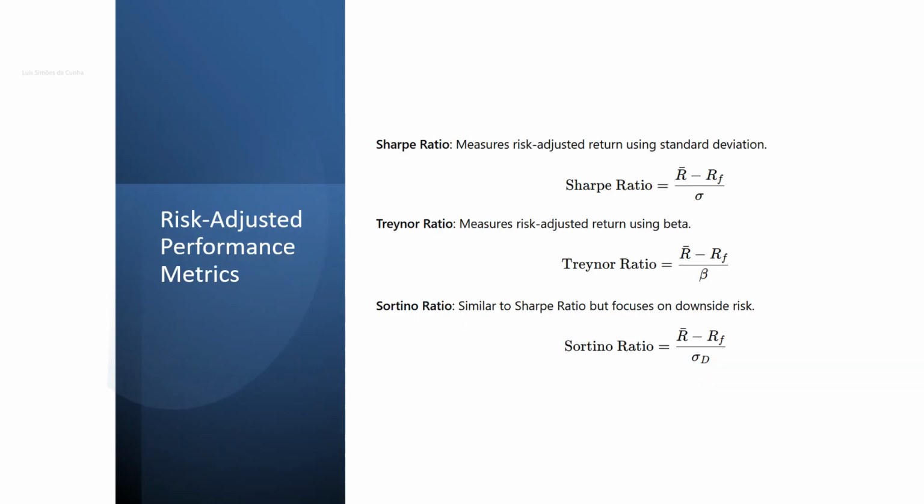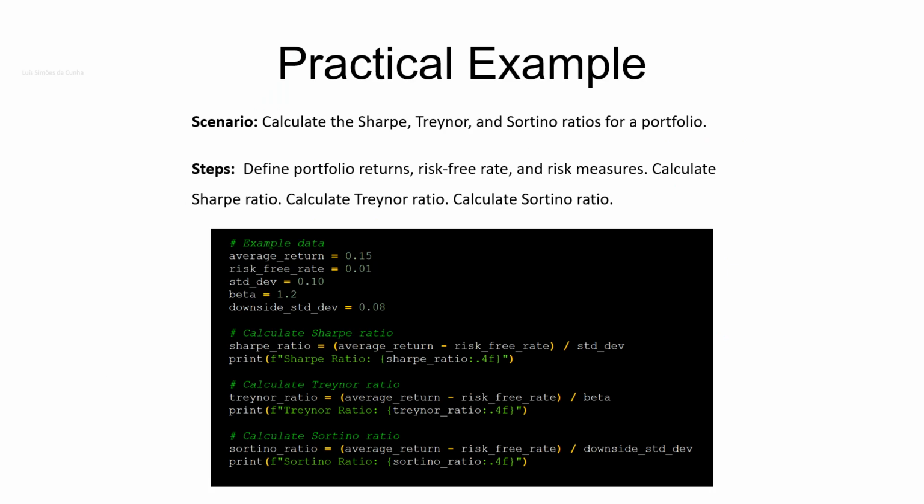Risk-adjusted performance metrics include the Sharpe ratio, which measures risk-adjusted return using standard deviation; the Treynor ratio, which measures risk-adjusted return using beta; and the Sortino ratio, which is similar to the Sharpe ratio but focuses on downside risk. Let's calculate the Sharpe, Treynor, and Sortino ratios for a portfolio. We define the portfolio returns, risk-free rate, and risk measures, then calculate the Sharpe ratio, Treynor ratio, and Sortino ratio. This example demonstrates the process of measuring risk-adjusted performance metrics.